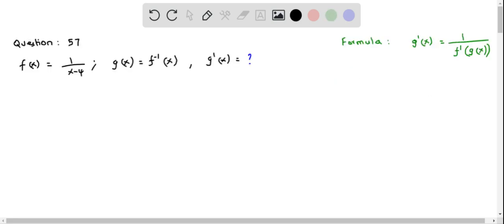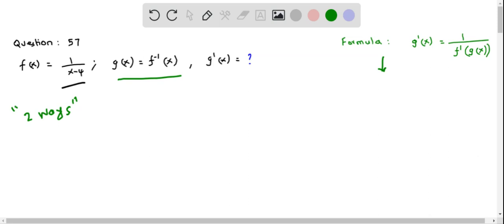Let's answer question 57. In this question, we are given the function f of x equals 1 over x minus 4, and g of x is given as the inverse of the function f of x. We then have to calculate g prime of x, which is the first derivative of the g of x function. There are two ways we can use to find this g prime of x. One is going by the formula method, and the other one is finding the inverse of the function f of x, so basically finding g of x first and then finding its derivative.